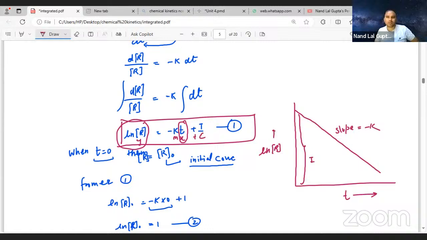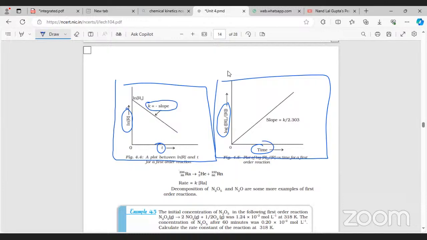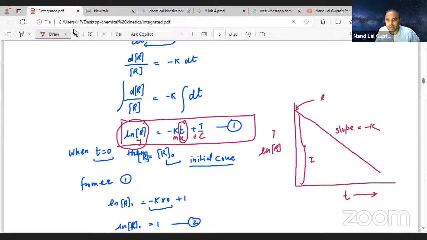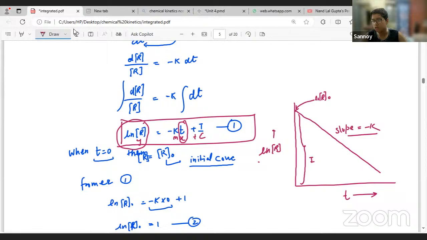Now you can check back here. This line is the intercept, ln R against time. At the top is the initial concentration, so the intercept is ln R0. This peak point is the full concentration of reactant, then the reactant decreases, so the slope is minus k. Is it okay?